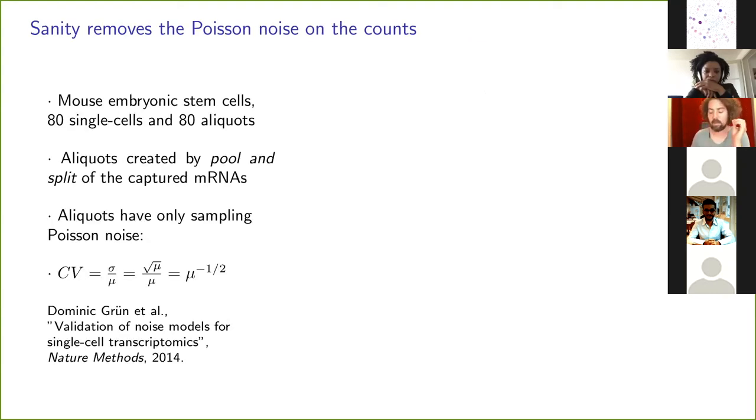As I said, the main goal of this method is to remove the Poisson noise. To test this ability, we took a set of mouse embryonic stem cells consisting of 80 single cells and 80 aliquots.